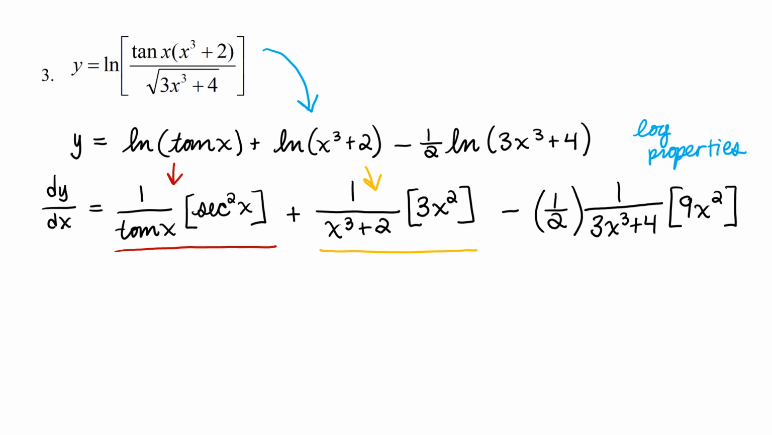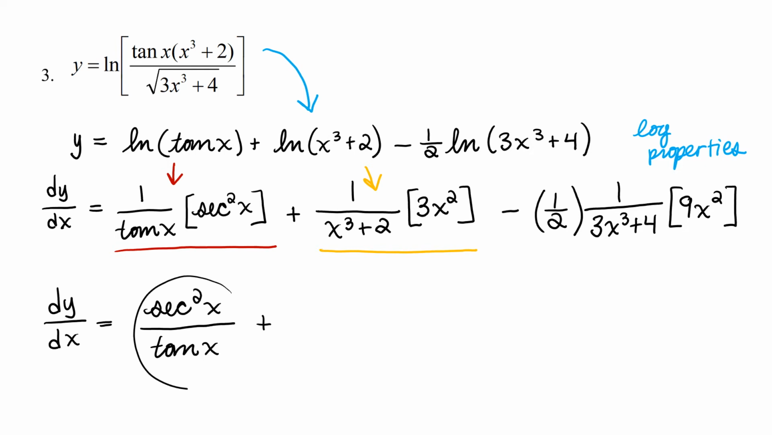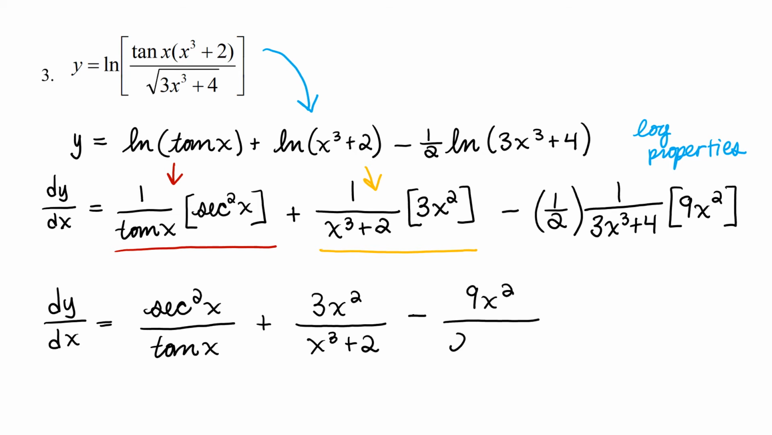And then we just want to do a little bit of simplification. So dy dx will be equal to secant squared x over tangent x, which you could simplify a little differently if you wanted. But right now we're just trying to make it so that our quotients are nice and lined up instead of multiplying like they are. So this next one will be 3x squared over x cubed plus 2 minus 9x squared over 2 times 3x cubed plus 4. And that is our derivative.